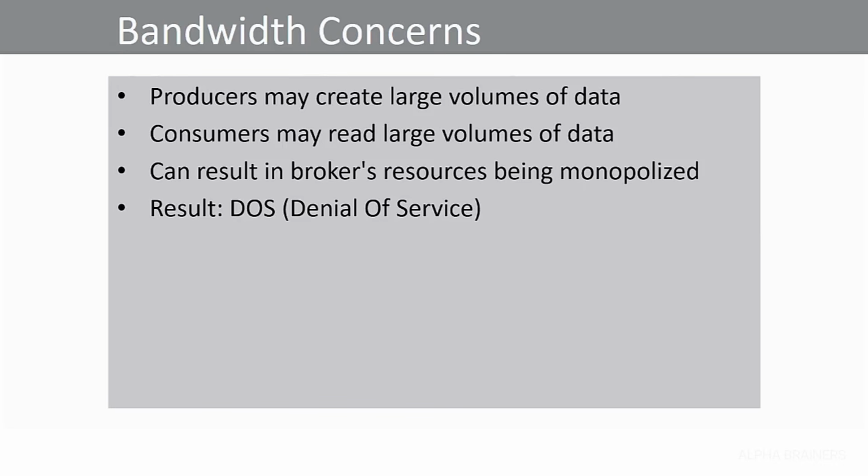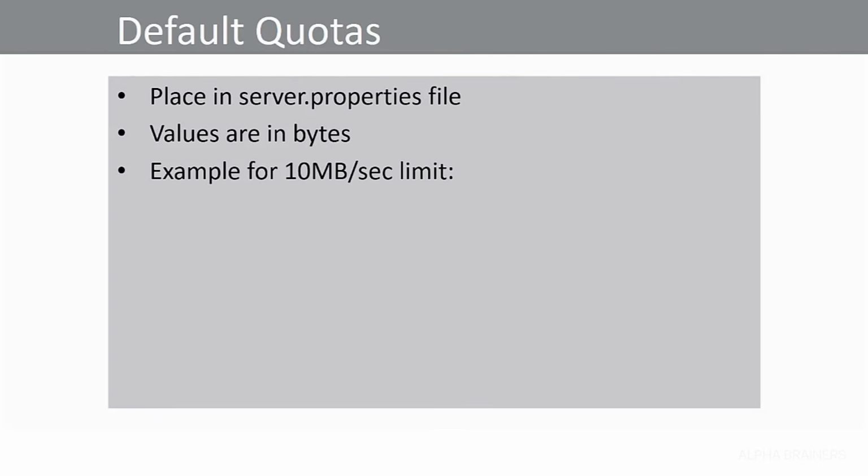But if you know the limitations of a particular broker, then you may want to put together some quotas to limit the bandwidth potential of monopolizing a particular broker. So one thing to point out here is you can have some default quotas. For each of your brokers in the server.properties file that you create, you can specify a value in bytes of how much bandwidth a typical consumer and producer will be able to have. So for example, if you want to have a 10 megabyte per second limit, here's how you can do the default value for the producer.